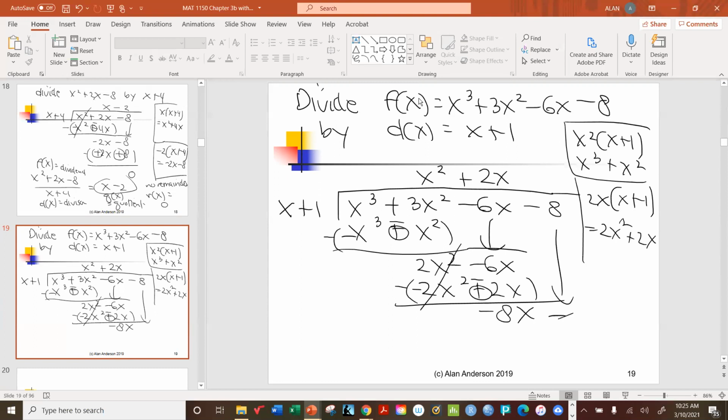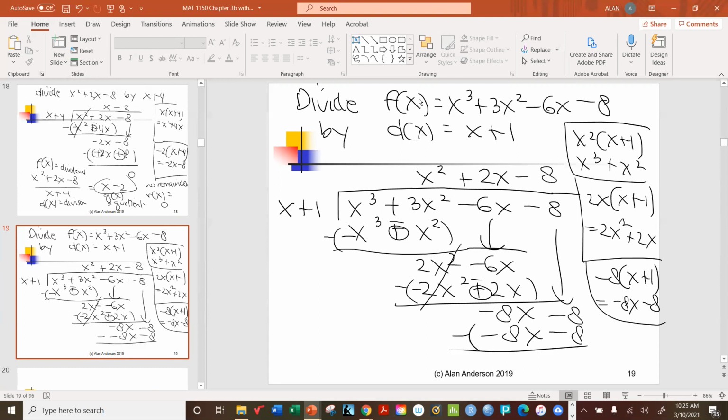Bring this down. Now I want to get rid of this minus 8x, so let me try minus 8. Minus 8 times x plus 1 is minus 8x minus 8. Perfect. And that means that once again, we end up with no remainder. Okay, so the quotient is what we have up here, and the remainder, r of x, is what we have down here.